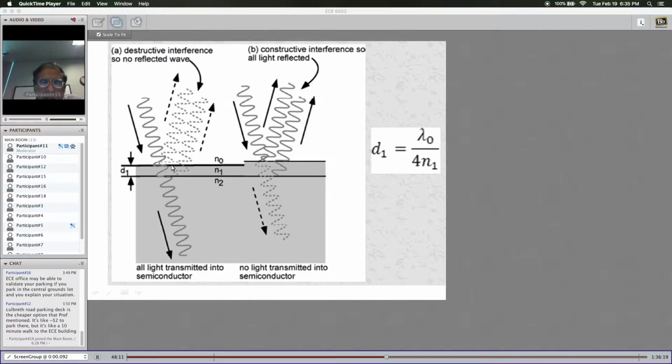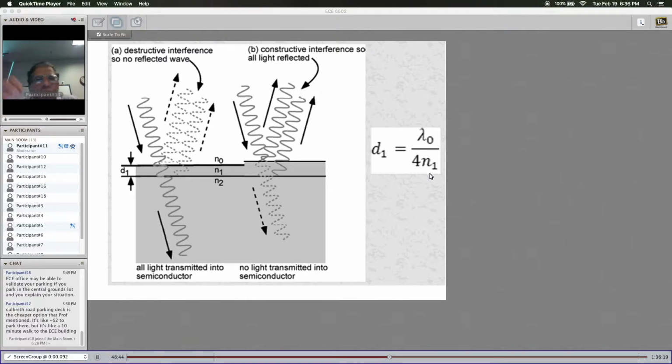Because you are traveling in the film one time, and then you go back again, twice. That's what gives you phase difference. So if you do a lambda over 4n1, a quarter wave, that's a quarter of the wave. But then you go twice, so that will make a half wave, and that will be a 180 degree phase difference.